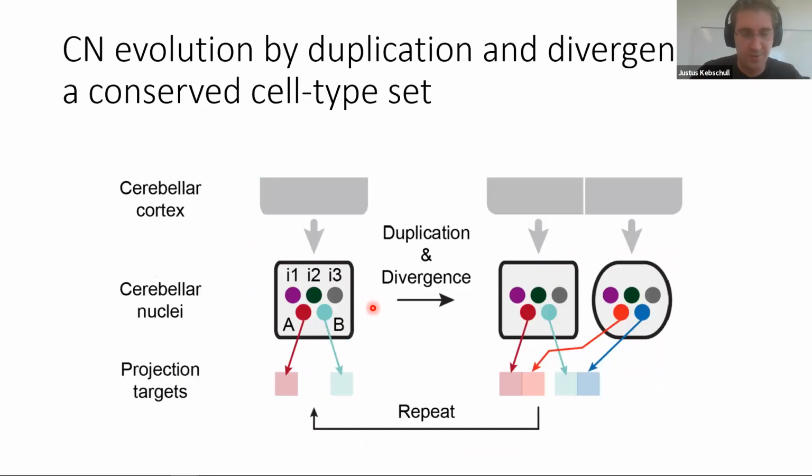So that led us then to propose this model here, where we have this archetypal cerebellar subnucleus containing the 3 inhibitory cell classes that are nucleus invariant, and 2 excitatory cell classes that project to their target areas. And then over the course of evolution, this entire set gets duplicated together to produce 2 nuclei, which is accompanied by some shifts in the gene expression pattern of especially the excitatory cells, and also shifts in their projection patterns.